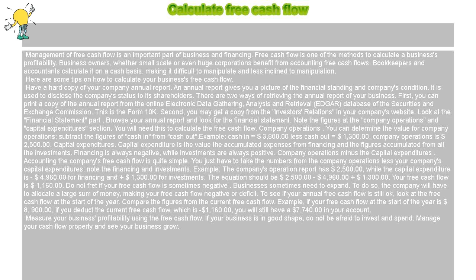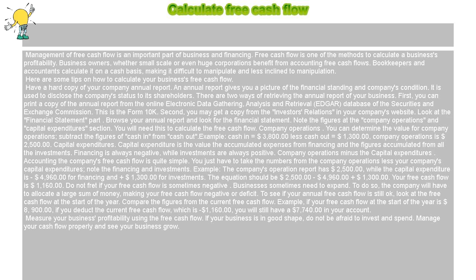Browse your annual report and look for the financial statement. Note the figures at the Company Operations and Capital Expenditures section. You will need this to calculate the free cash flow.